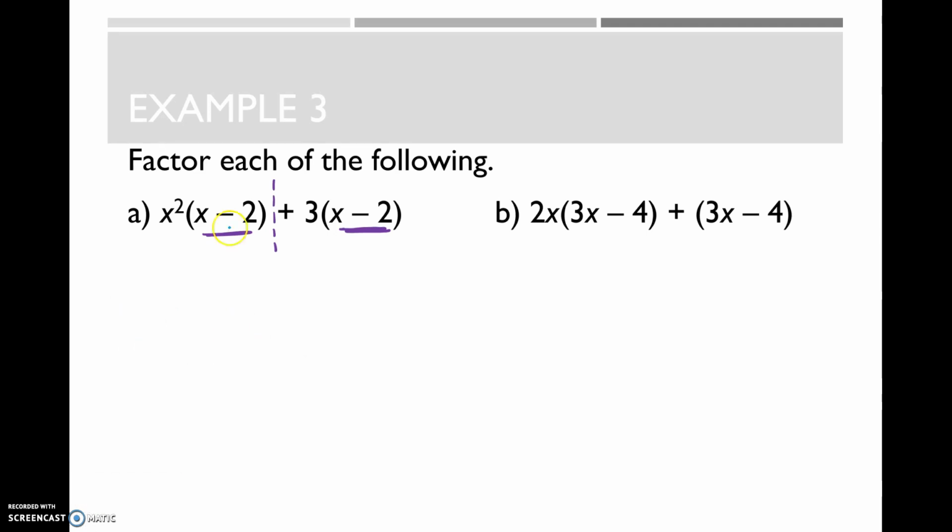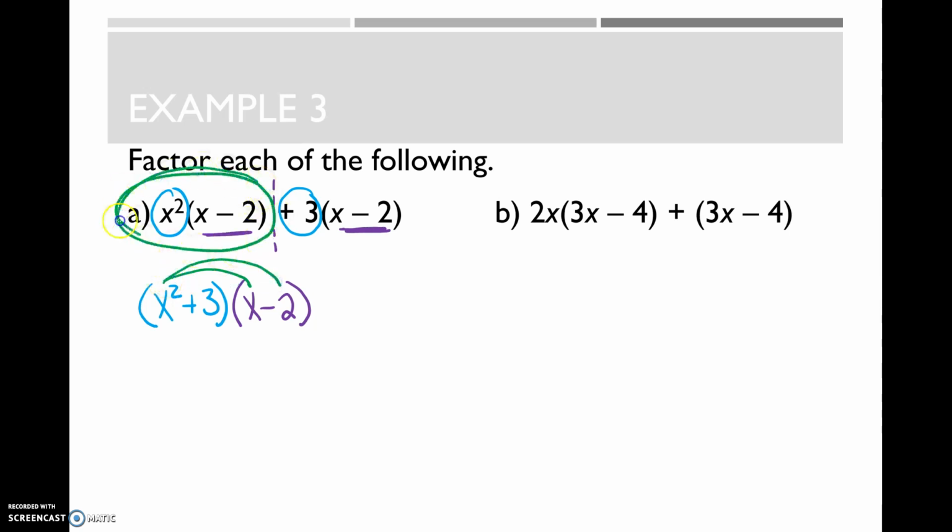So, do you notice that the x minus 2 and the x minus 2 are exactly the same? The x squared and the plus 3 becomes one set of parentheses, and the identical x minus 2 becomes the other set of parentheses. Now, here's why this works. If I were to multiply these two binomials out, I would do x squared times x, and x squared times negative 2. That's what you see right up here.